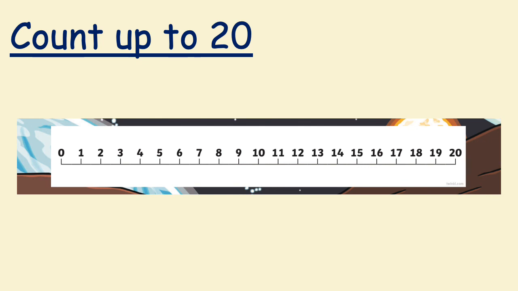This time, when we do it, we're going to just say the even numbers. Remember, that's the twos. So I'm going to start at two. Ready? Two, four, six, eight, 10, 12, 14, 16, 18, 20. You could go along the number line to help you.